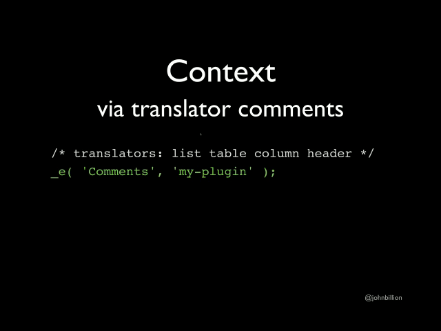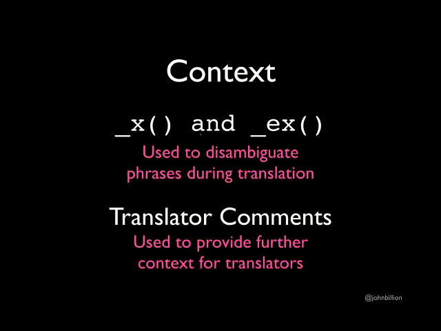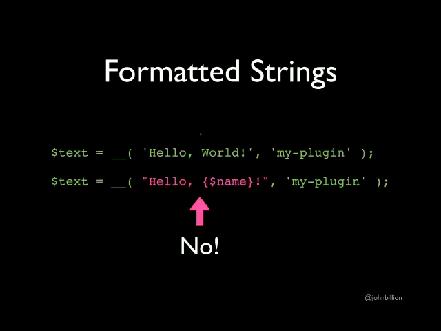So when should you use a context function, and when should you use a translator comment? Well, _x and _ex are used to disambiguate phrases which may be the same in English but could potentially differ in any other language, whereas a translator comment is only there to provide extra context for your translators to make their lives a little easier. And of course, you can use both of these to provide extra accurate translations and extra context for your translators.